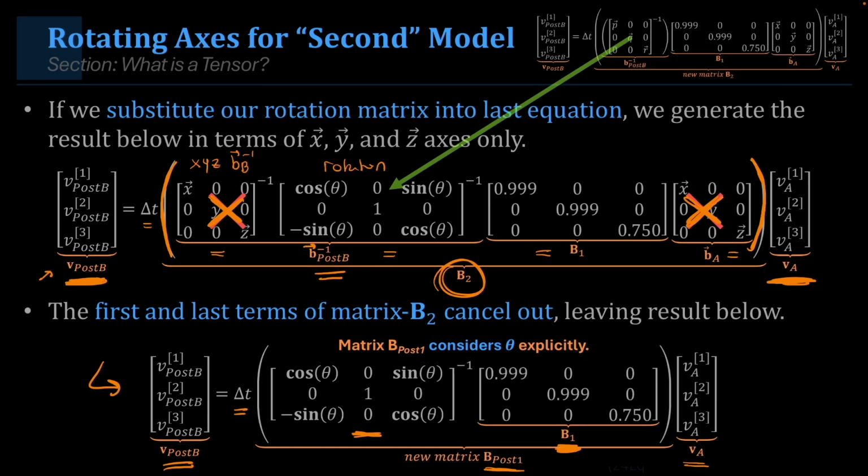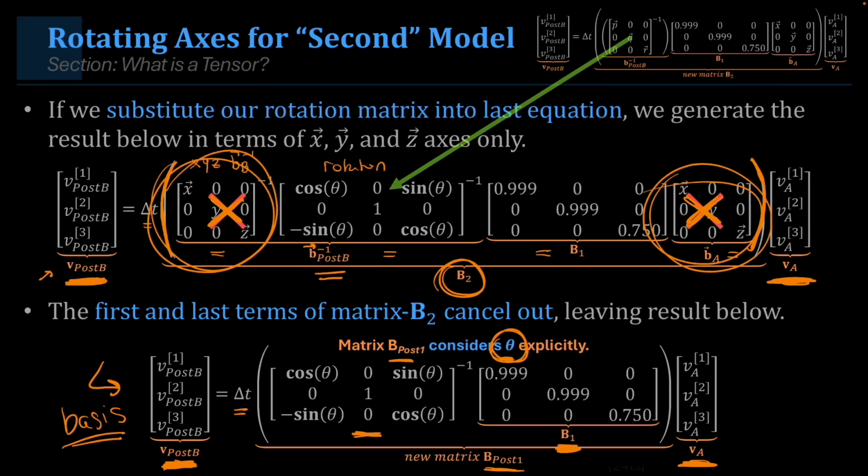And so this matrix B post one considers our theta explicitly, the rotation. And so now what we have is a mapping, again, between the original velocities in terms of the original referential directions. We map that to the new velocities in terms of the new referential directions in terms of our theta as a nice matrix equation. But we were only able to derive that because we had basis included in that model originally.